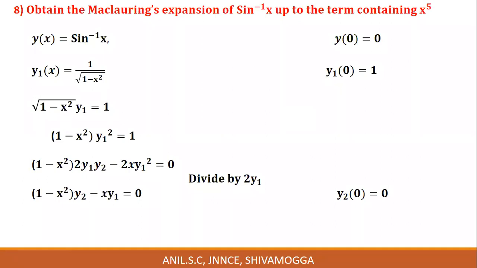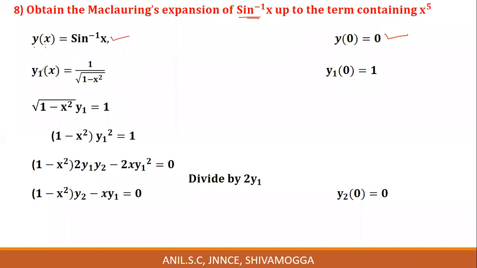One more similar problem. Obtain the Maclaurin's expansion of sine inverse x up to the term containing x power 5. That means you have to differentiate 5 times with respect to x. It's given that y of x is equal to sine inverse x. Put x is equal to 0. When x is equal to 0, y of 0 is equal to sine inverse 0. Sine inverse 0 is 0.